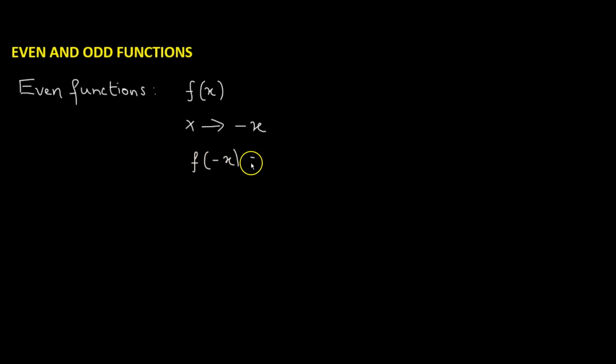If on doing so, whatever value we get gives back the original function f of x, then we say that our function f is even. Now this is going to be true for all values of x.